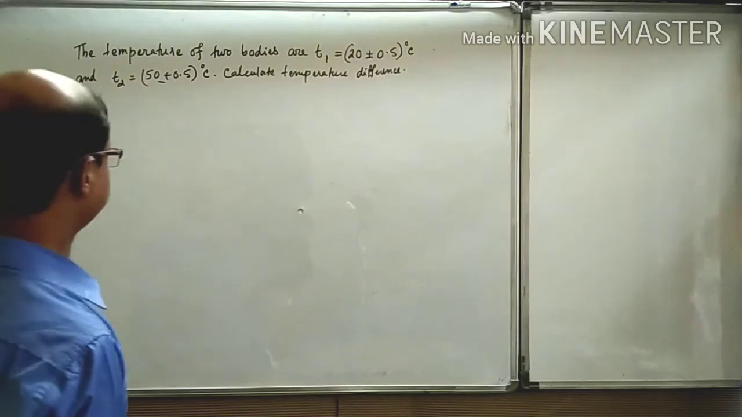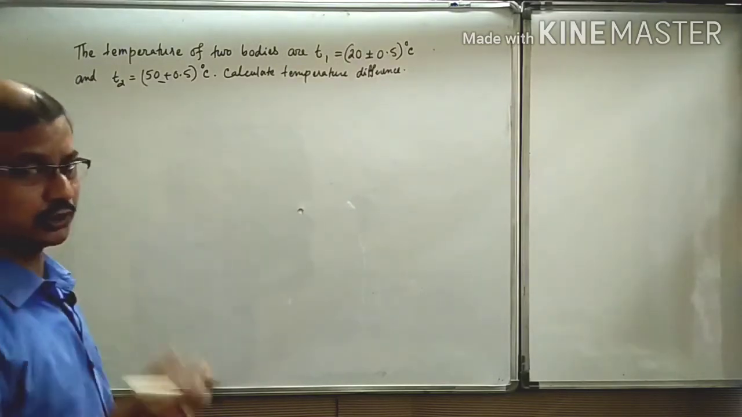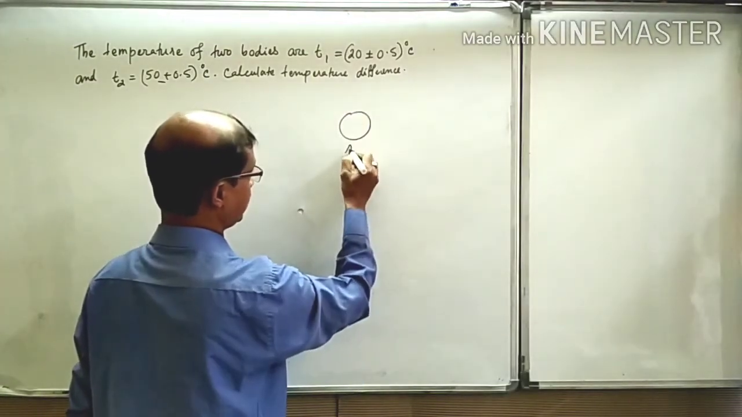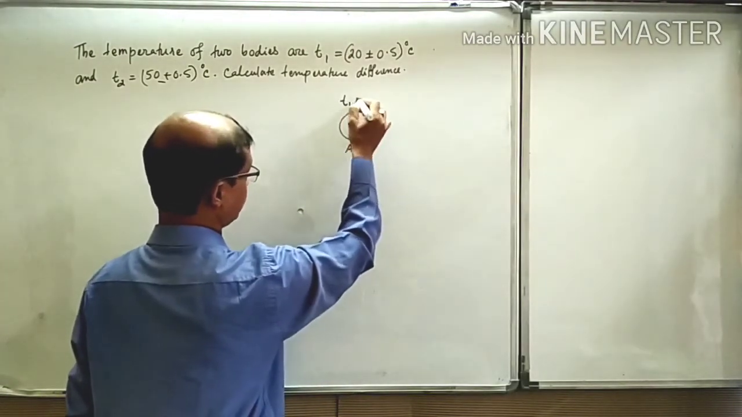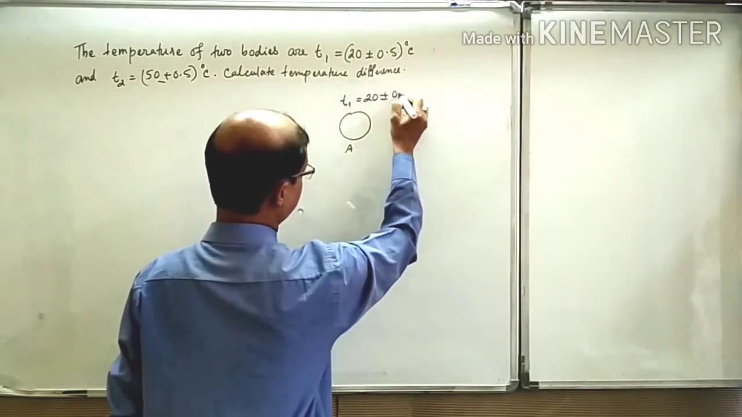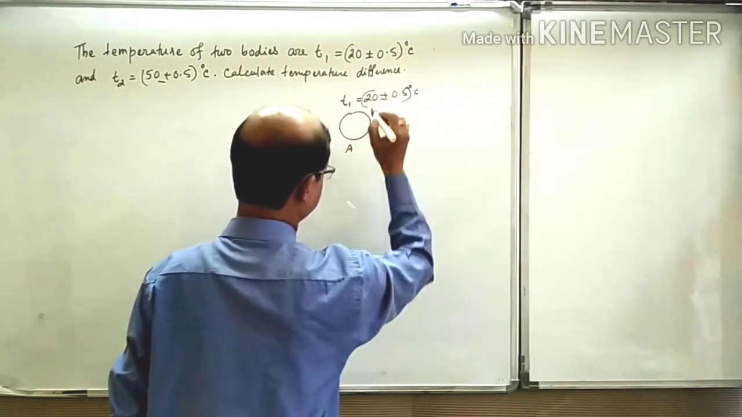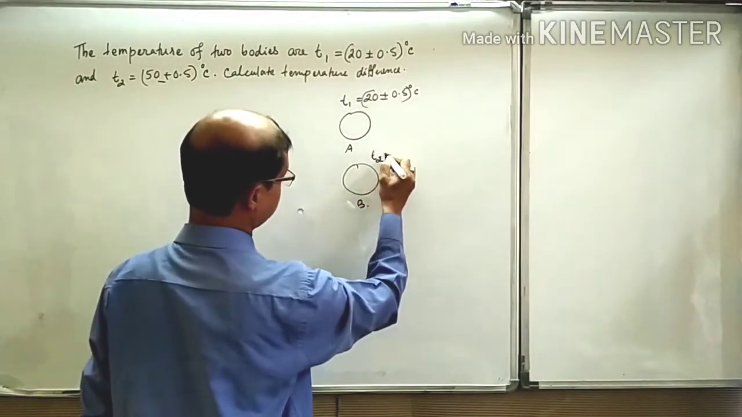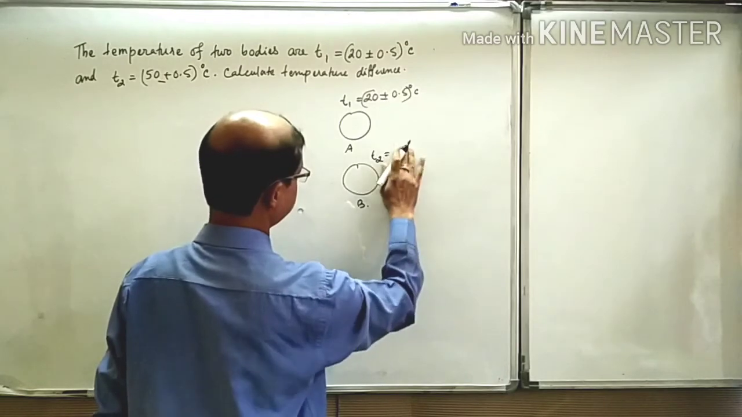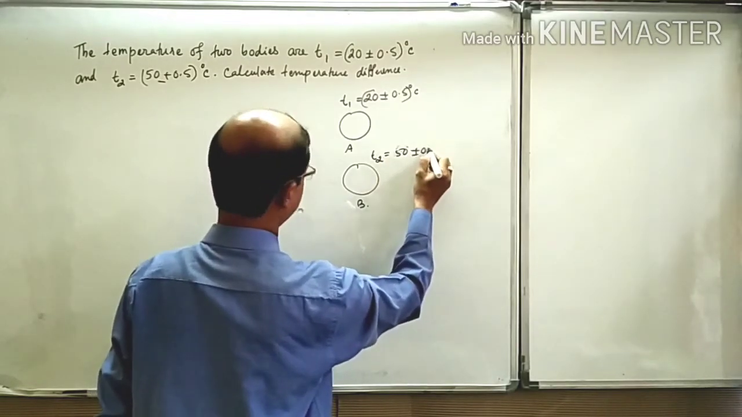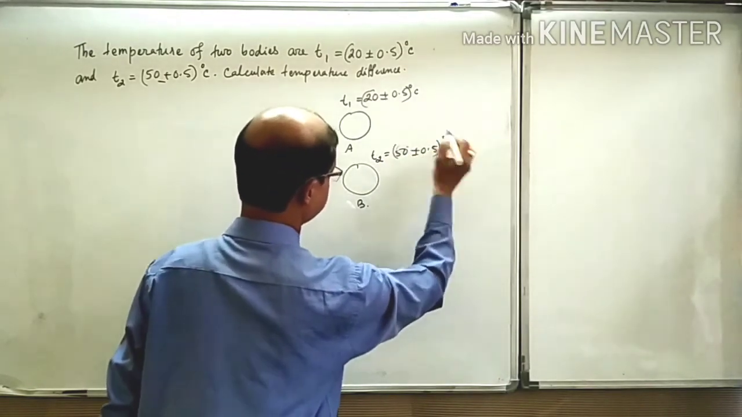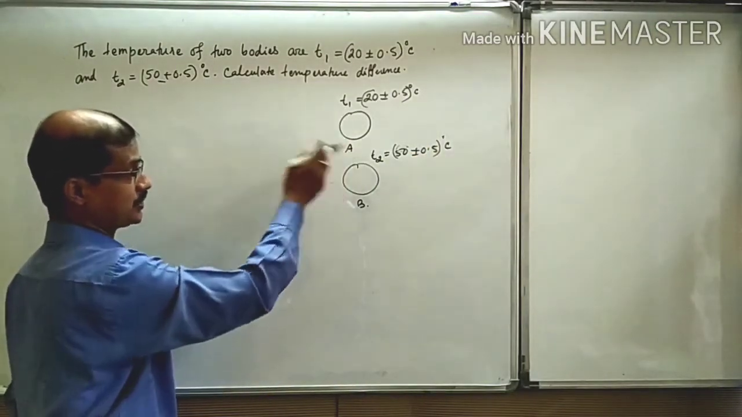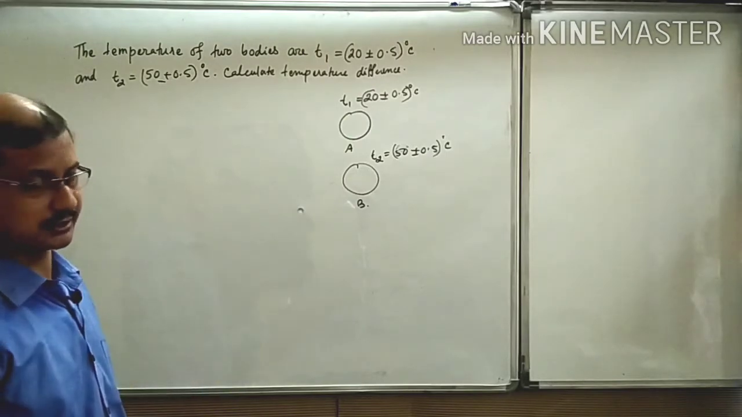We have two bodies. Suppose this is your first body A. The temperature of the first body is 20 plus minus 0.5 degree Celsius. This is your second body, suppose B. This second body has temperature 50 plus minus 0.5 degree Celsius. We have to find the temperature difference between these two bodies.